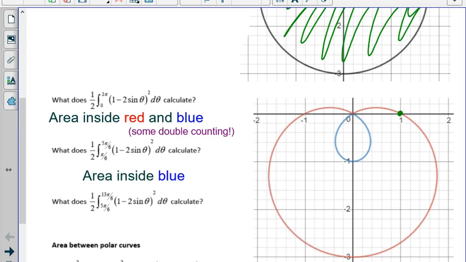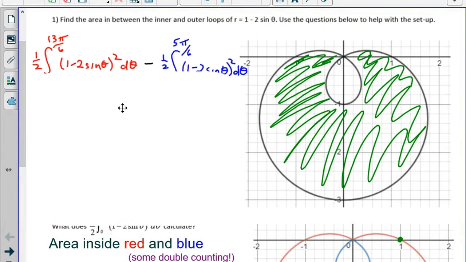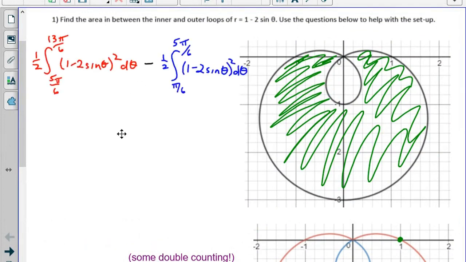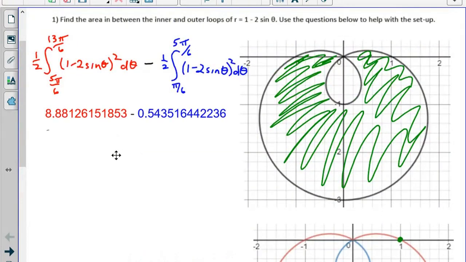If we take a look at this, we end up with the area inside the blue and the area inside the red for those two calculations. And that's basically what we want. We want to take the area that's inside the red, subtract the area that's inside the blue, and then we end up with a victory here. That gives us the area that we actually want up above. So let's calculate that. If we find the area that's inside the red and subtract the area that's inside the blue, we end up with exactly what we wanted.